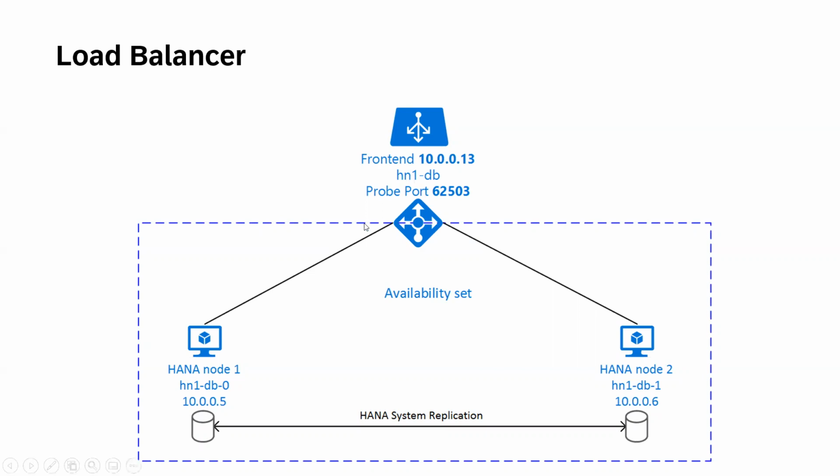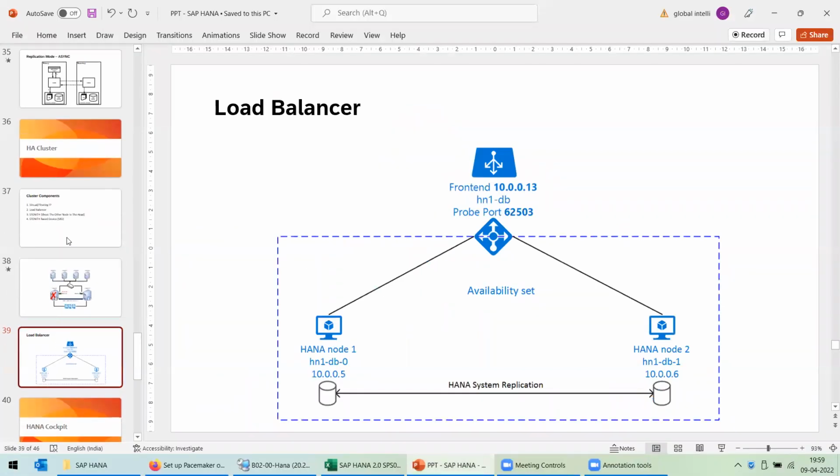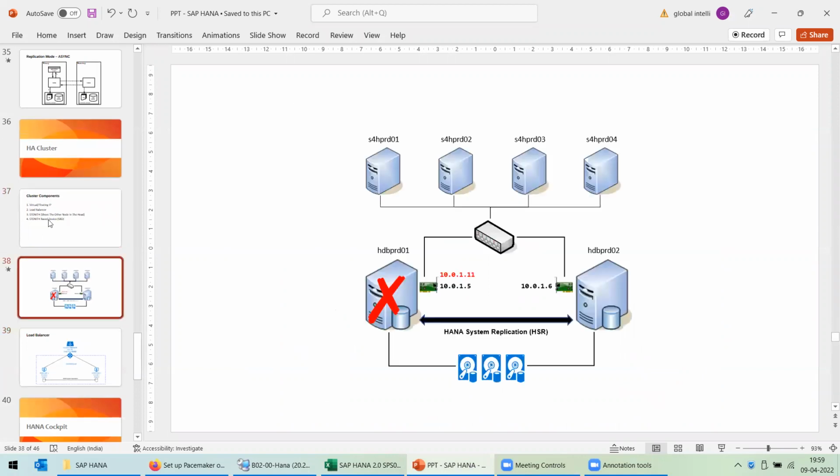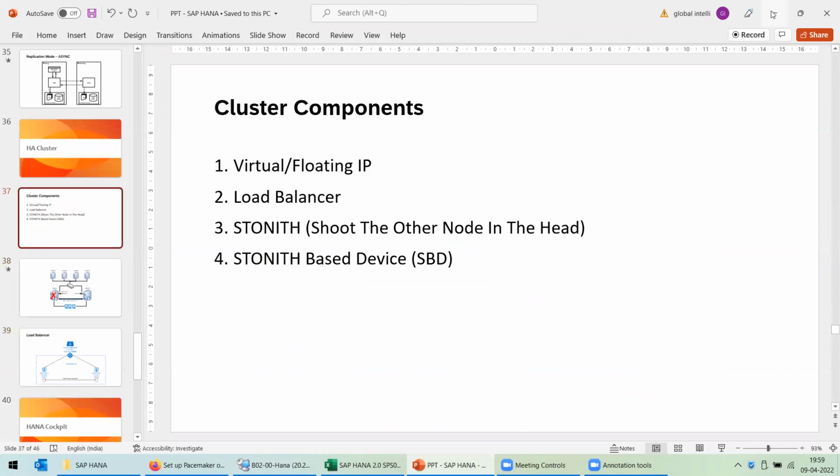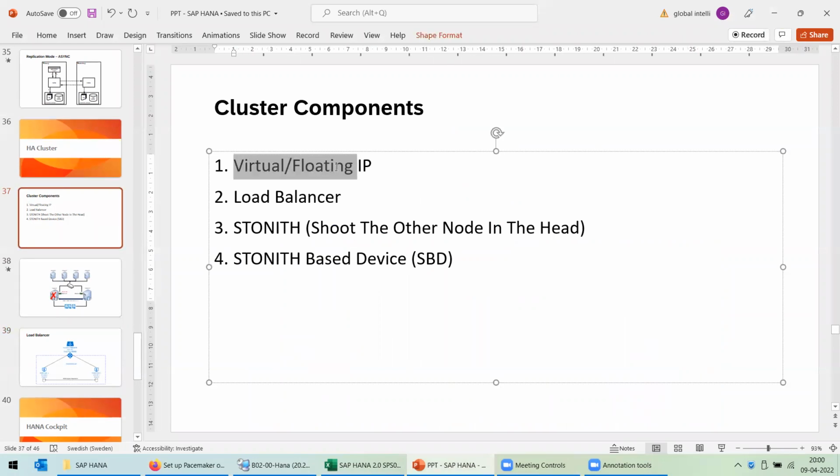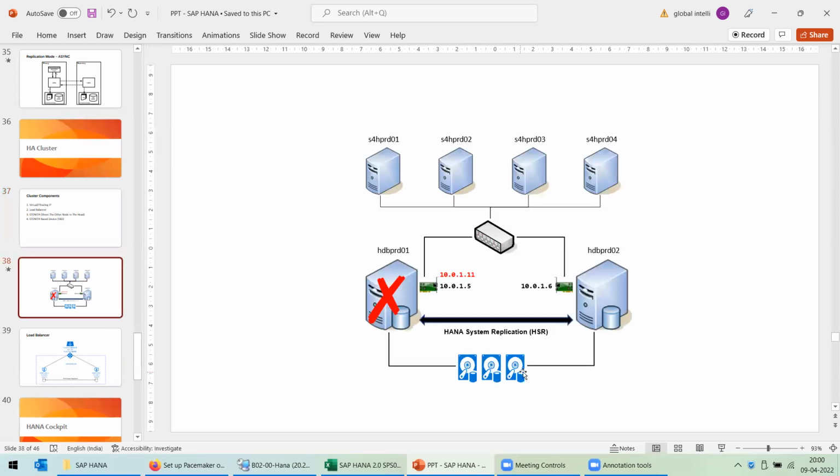Okay, so now I think we have completed the theoretical part, and now we'll move to the practical part. So I showed you what is the virtual or floating IP, where the load balancer is used, what is STONITH, shoot the other node in the head, and what is a STONITH-based device, SBD. The shared disk that we're using in this case is also called the SBD disk, storage based device disk.